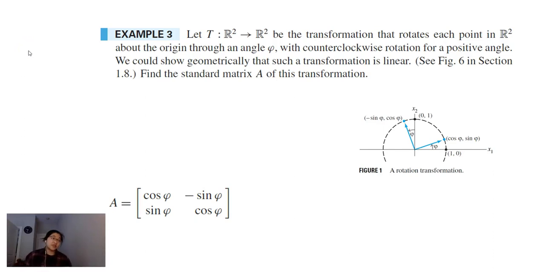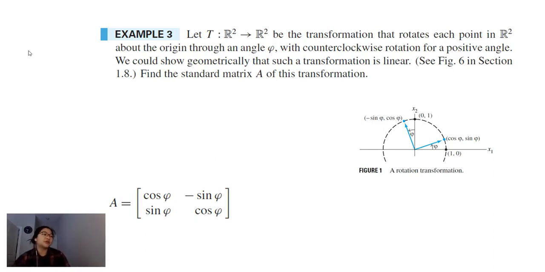So let's say we have a transformation going from R2 to R2, and we're rotating our points through the angle phi counterclockwise. And that's nice because we can utilize trig.